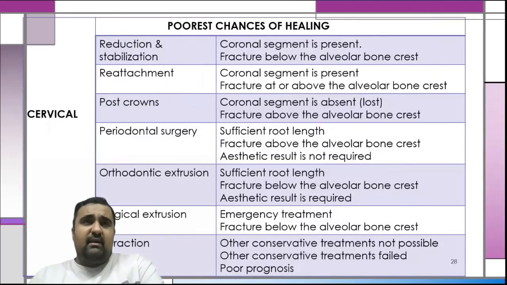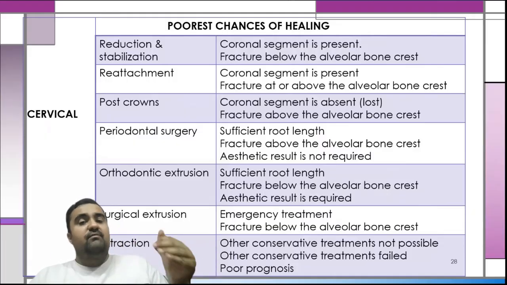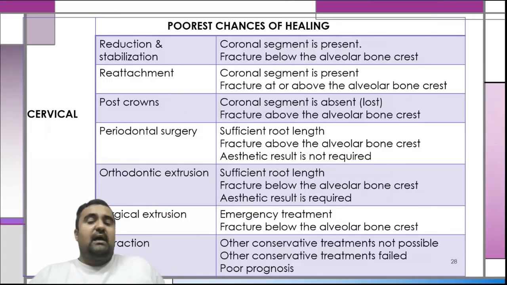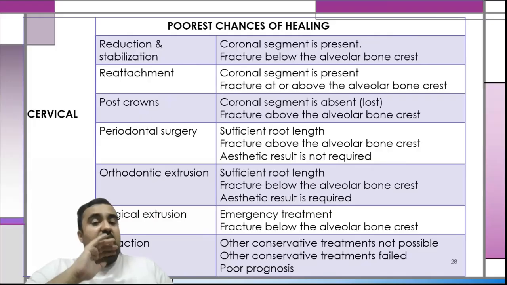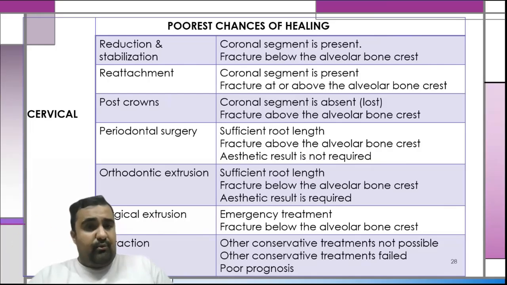So cervical usually has the poorest chances of healing. So first is reduction and stabilization. The coronal segment is present, fracture below the alveolar bone crest. And when do you go for reattachment procedures? When the coronal segment is present and the fracture is at or above the alveolar bone crest. Post crowns, if it is absent and the fracture is above the alveolar bone crest.